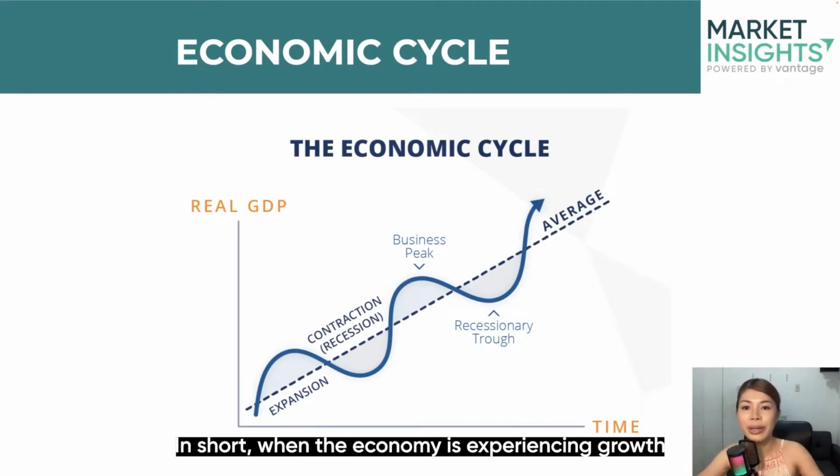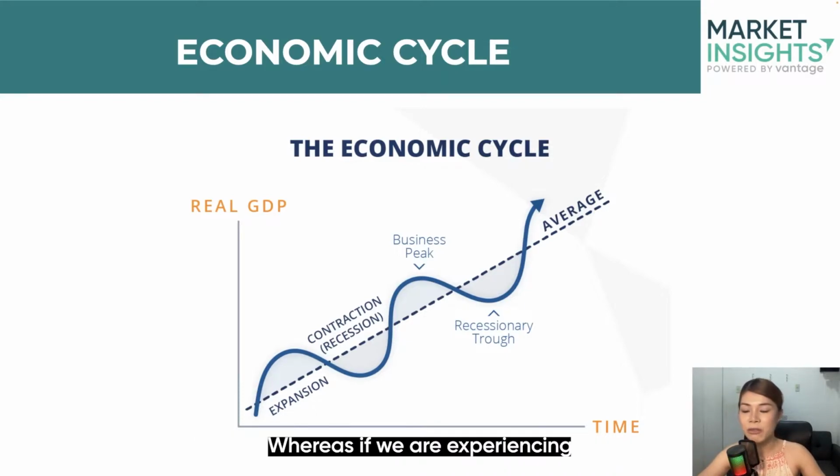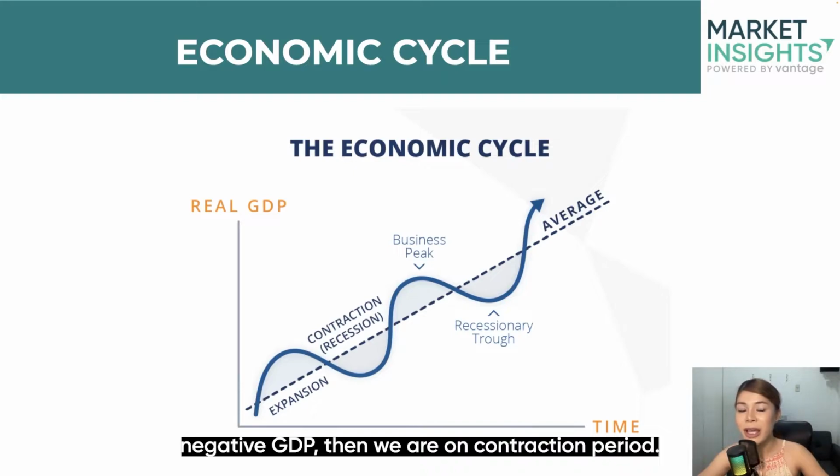In short, when the economy is experiencing growth in two consecutive quarters, that's expansion. Whereas if we are experiencing two quarters of negative GDP, then we are in a contraction period.